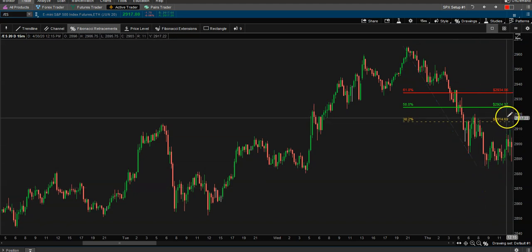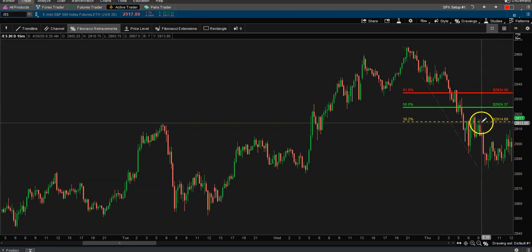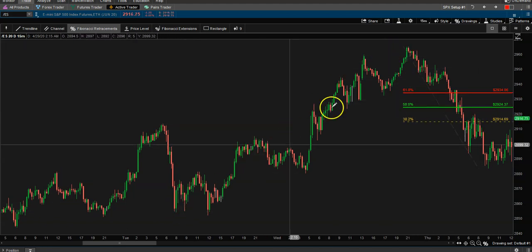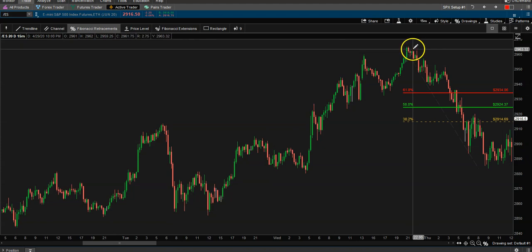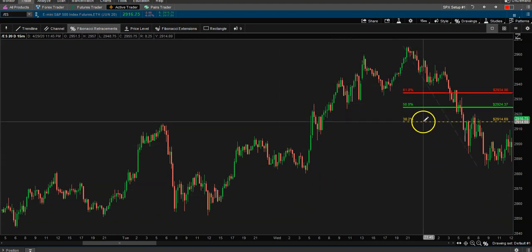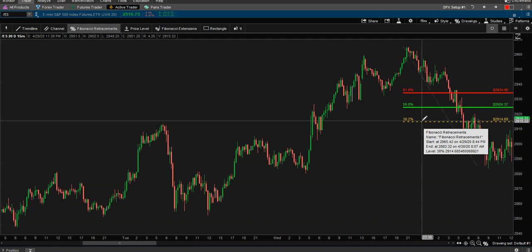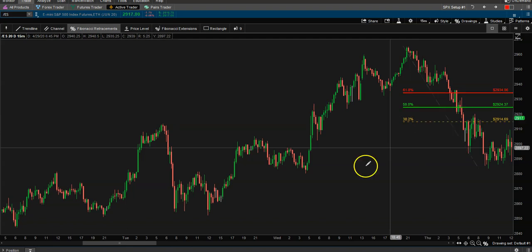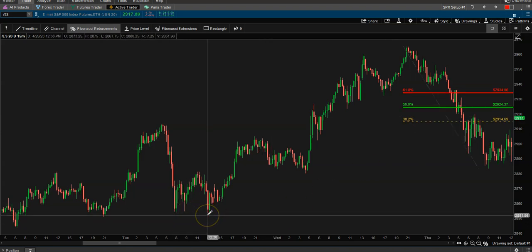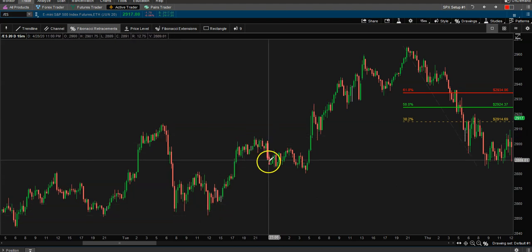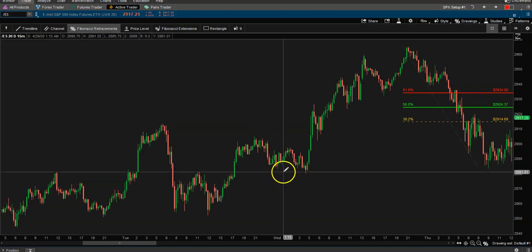Okay, so this is what I'm looking for. Here's my 38, 50, 61. Okay, these are the only fib levels I personally care about. And the longer the move, like this is a really long move, right? I put more emphasis on the 38% fib retracement. If we just went from here to here, I'm not going to put as much emphasis on the 38, like, okay, maybe it'll bounce, maybe it won't, maybe it'll blow through to the 50 and so on.